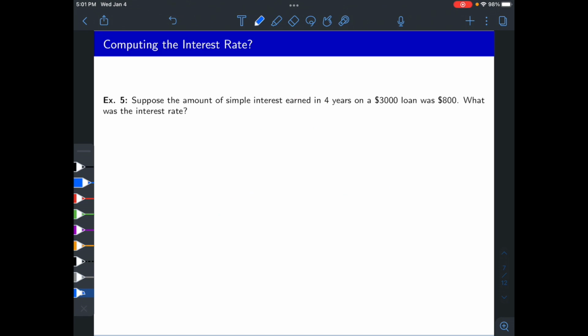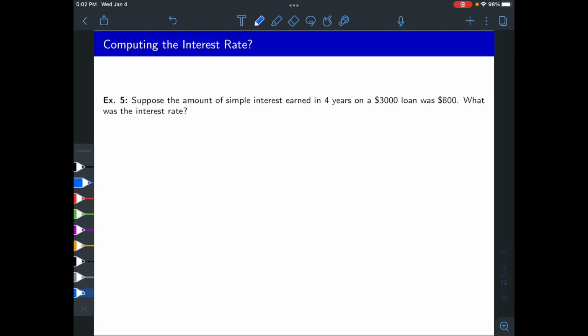All right. Let's now reverse it a little bit, so switch up the problem. Instead of asking how much interest we're going to be making, let's say we know how much interest is going to be made, and we want to know what the interest rate is. So our simple interest loan has a time period of 4 years, and it's a $3,000 principal. And the amount of interest made is $800, and we want to know what is the interest rate.